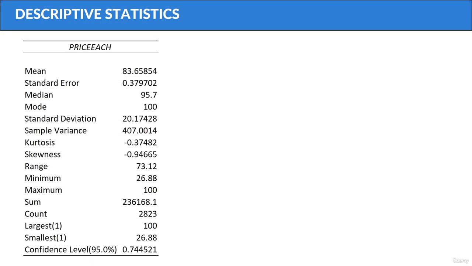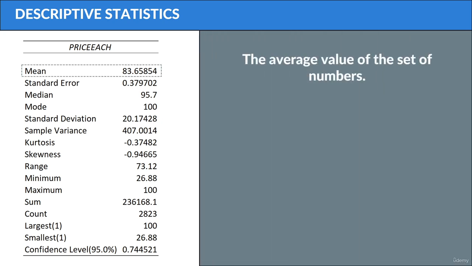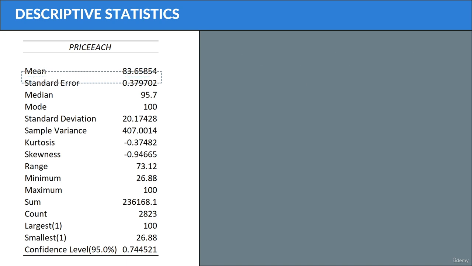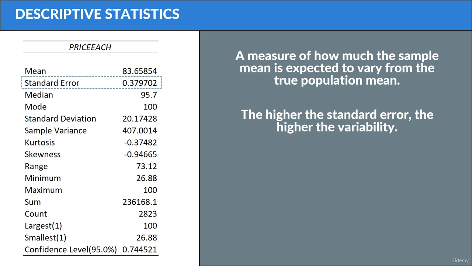First, we have the mean, and this is just the average of the set of numbers, and it's calculated by adding all the numbers up and then dividing by the count of numbers. Next, we have the standard error, and simply put, this is a measure of how much the sample mean is expected to vary from the true population mean. The higher the standard error, the higher the variability.